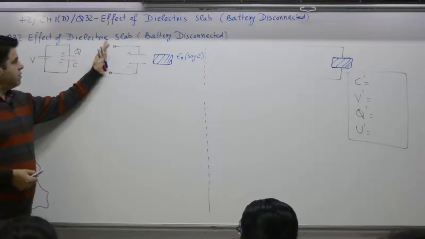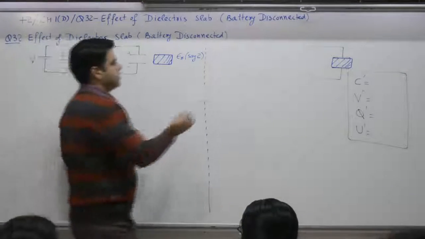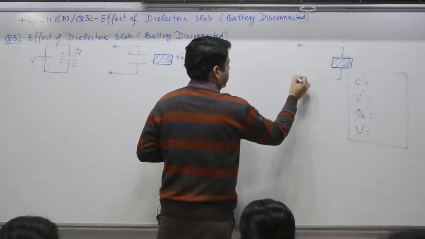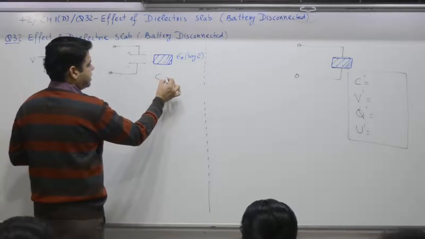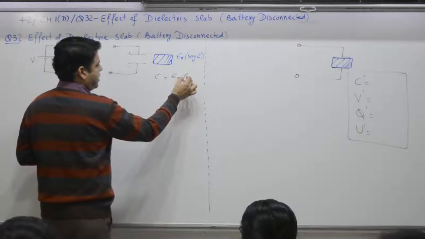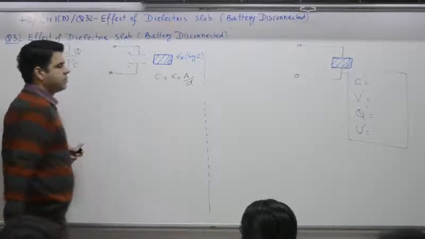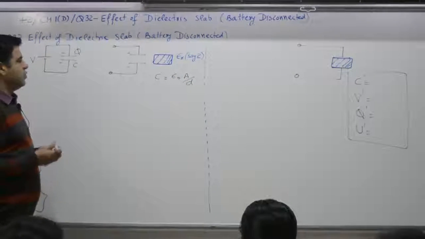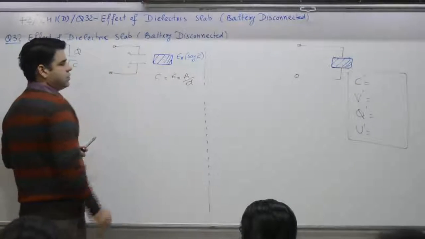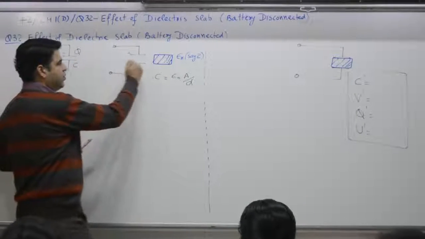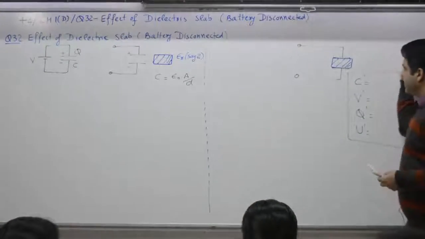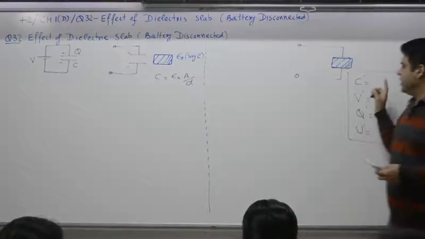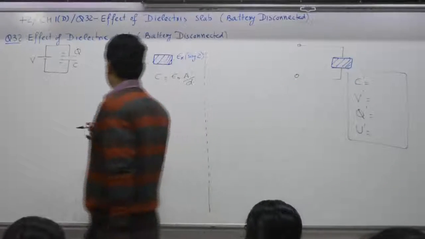Now, with the battery disconnected, there is some value of capacitance here, C is equal to epsilon naught A by D. There is some value of voltage also, there is some value of charge also. If you introduce this slab, if you push this slab inside, then what is the effect on various parameters? That is what we want to share.